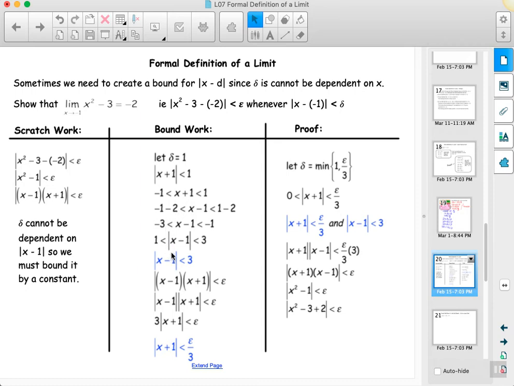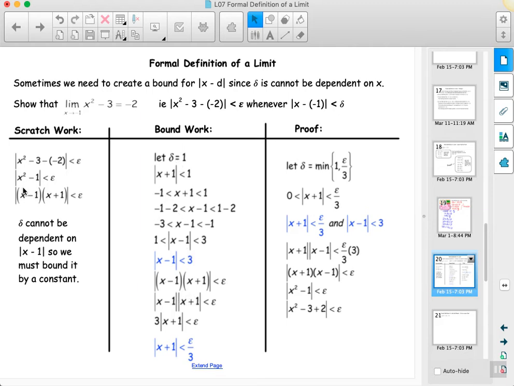And now when I put absolute values around this, these will become positive, so I need to switch their positions, or I could turn the inequalities. I prefer to switch their positions. So 1 is less than the absolute value of x minus 1, which is less than 3. That now gives me this important constraint. The absolute value of x minus 1 is guaranteed to be less than 3 as long as delta is 1.